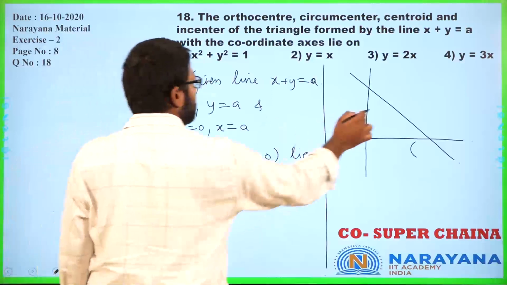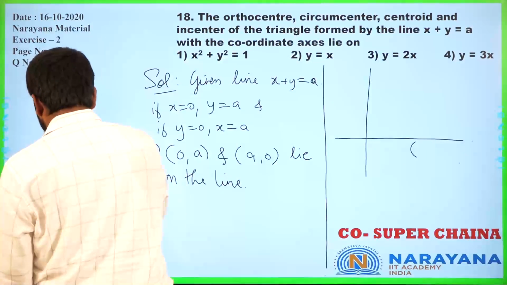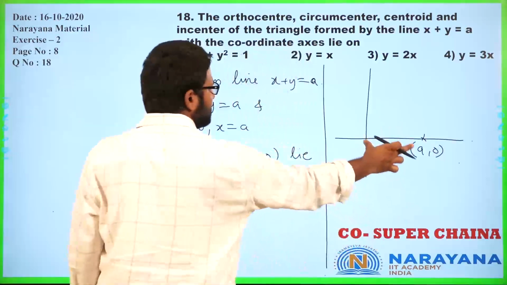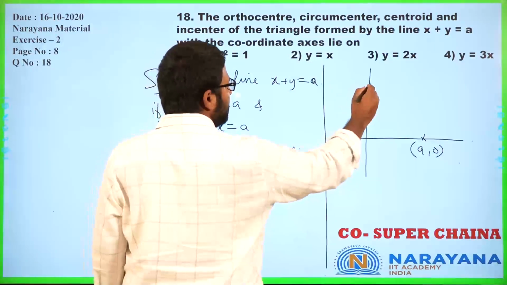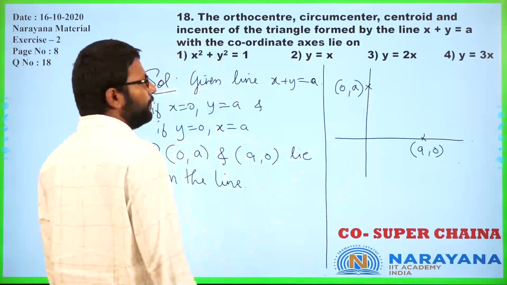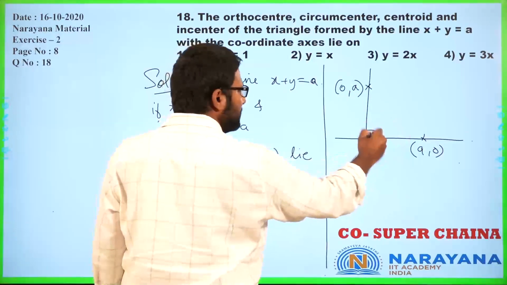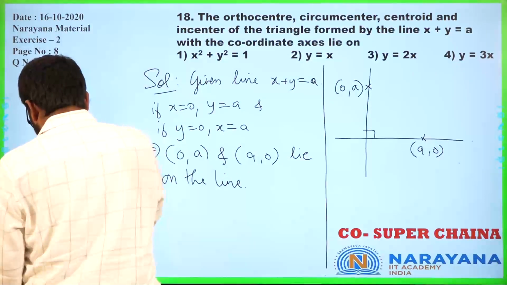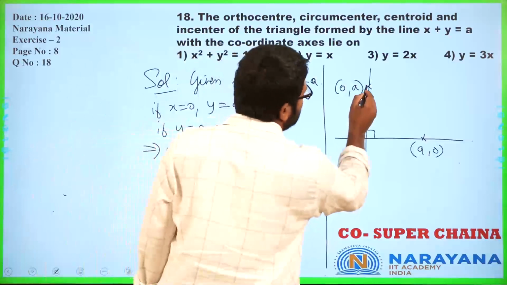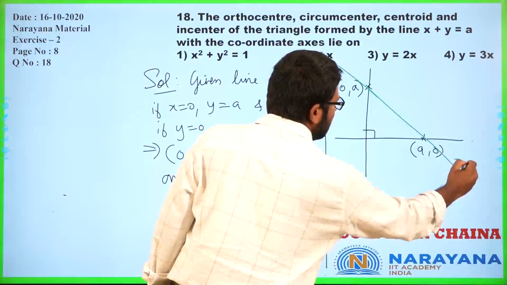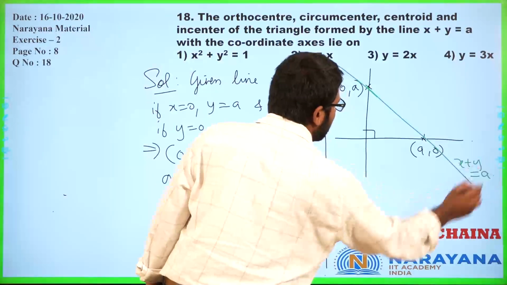Making a jump here. First plot the points. A, 0. Now if this distance is A, this distance also should be A. Exactly. So 0, A. Which means these two sides are going to be equal and this is a right angle. And you have your line. Join them and extend. This is x plus y equal to A.